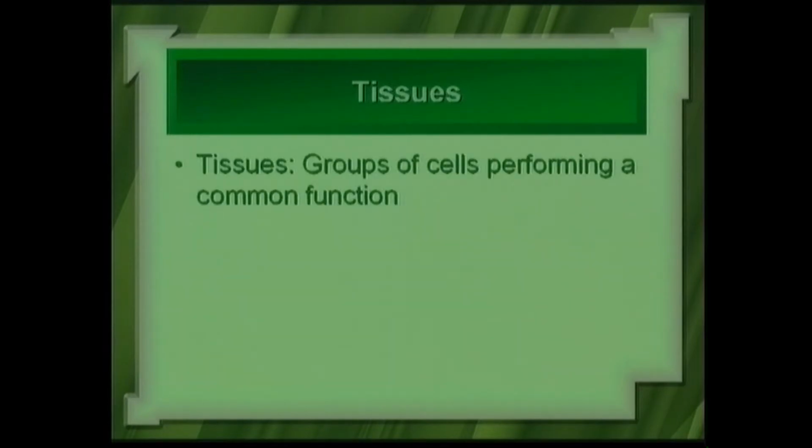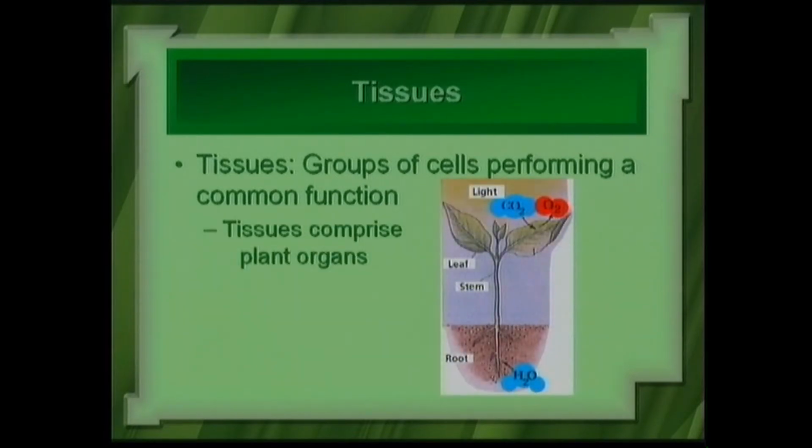What are they? Okay, tissues are groups of cells. They're a grouping of cells that do a certain function, all right? So tissues are groups of cells that perform a common function together. You have different types of cells, and they kind of work together to do a certain job, right? So these tissues, which are groups of cells, you have different tissues that comprise what we call the organs of the plant.